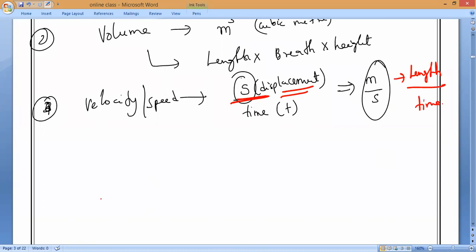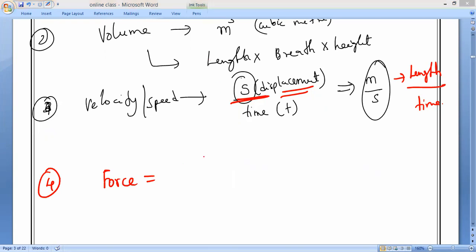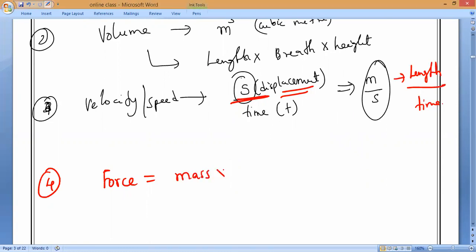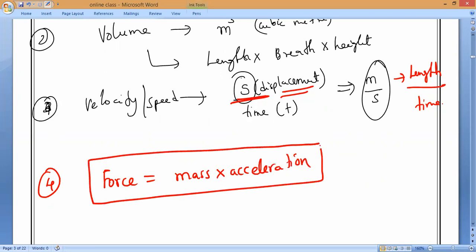Next, let us take the next physical quantity. We all know force. Can you tell me what is the force? Newton's second law. Mass into acceleration. I know you people will never forget. Force equals mass into acceleration.